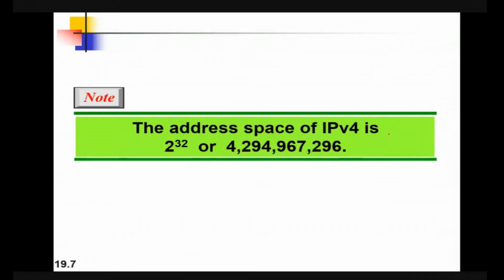The address space of IPv4 is 2 raised to 32. So the total number of addresses is 2 raised to 32. Where does this 32 come from? This is the max length of IP addresses. As an IP address is 32 bits long, the total number of addresses that can be generated is 2 raised to 32. If you calculate this number, it will be 4,294,967,296. So these many IPv4 addresses are available.